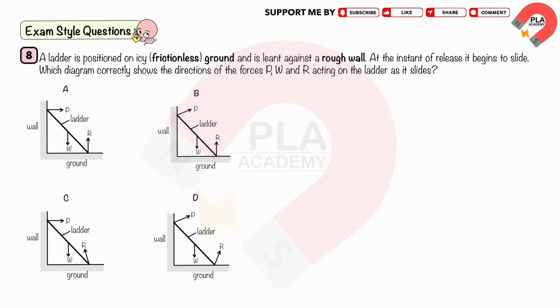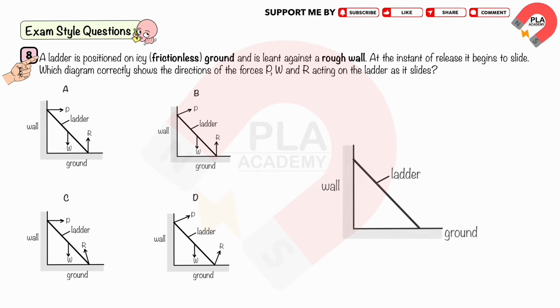Exam style question 8. A ladder is positioned on icy, frictionless ground and is leant against a rough wall. At the instant of release it begins to slide. Which diagram correctly shows the directions of the forces P, W and R acting on the ladder as it slides?